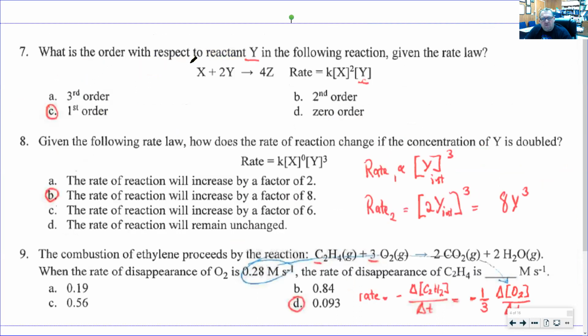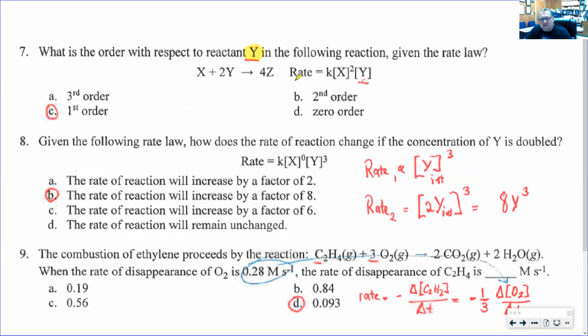Number 7, the order of the reactant with respect to Y. So I'm looking for Y. Here's the rate that's given. And with respect to Y, it's a first order. Okay, so if there's no power indicated, it's a first order in the system.